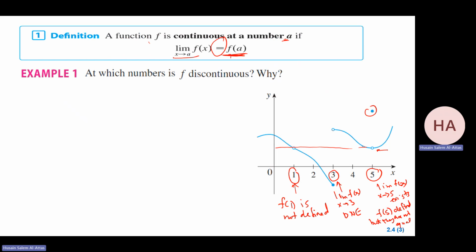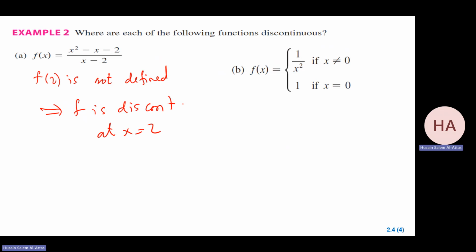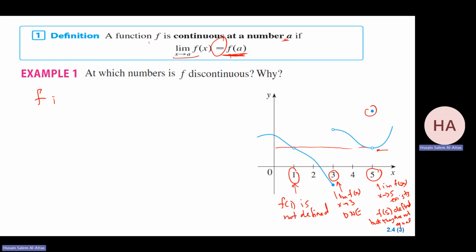Okay, clear? Okay, now let me do examples also. The same thing, but now for four examples. This one, very clear, f at 2 is not defined. So f is discontinuous at x equal 2. Let me write something here. We say f is discontinuous at x equal 1. Why? Because f of 1 is not defined.